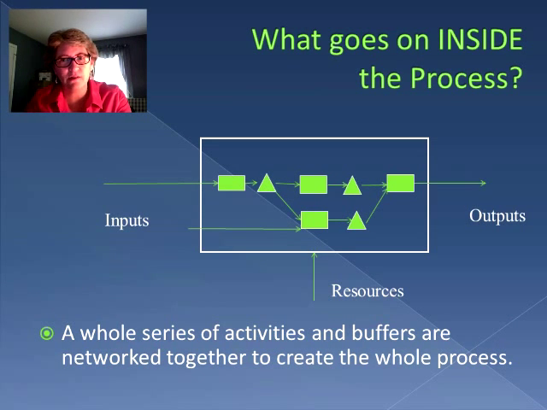When we look inside the process as well, it's not just one block. What we have are a whole series of interconnected activities. If you look at inside our box here for the process, you notice all these little rectangles. Those are activities. Triangles are called buffers, places where things wait. So if you think about a large organization, you know that as things pass through an organization, activities happen. Sometimes things have to wait. But when we combine it all together into a good network, that's what's going on inside the process. So the inputs enter into the process, we're applying those resources, they're traveling through all of these activities and buffers, and then we have outputs.